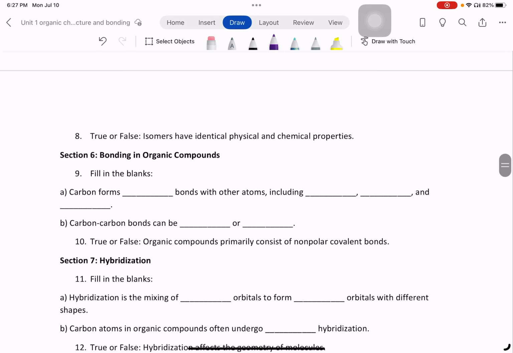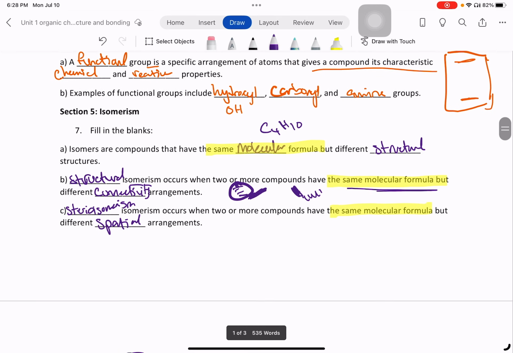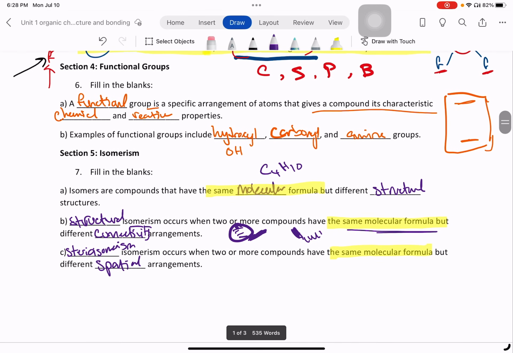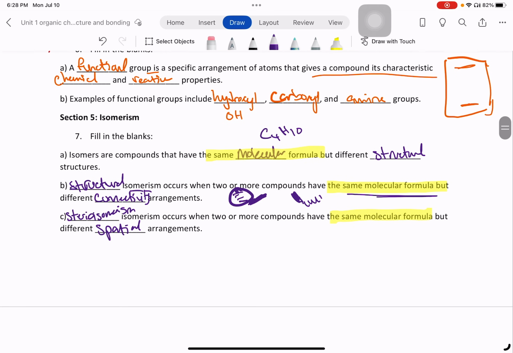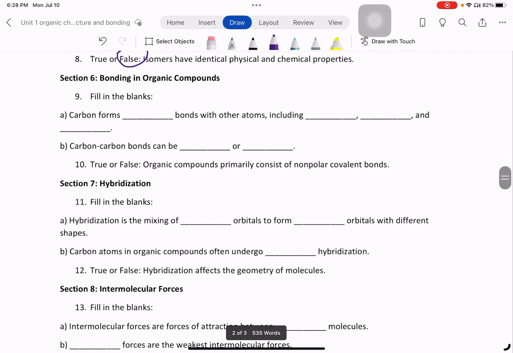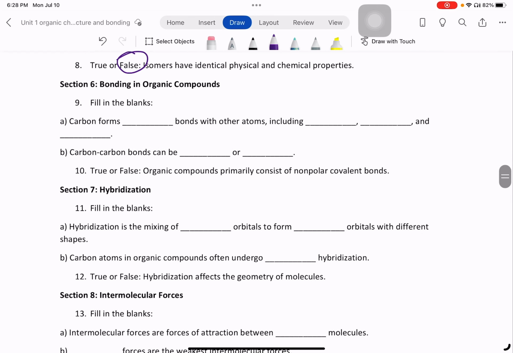Now we have a true or false question. True or false, isomers have identical physical and chemical properties. What do you think? The answer here is false. They don't have the same physical and chemical properties. They might have the same molecular formula, but they have different connectivity and different spatial arrangements. They're not identical, which creates different physical and chemical properties.